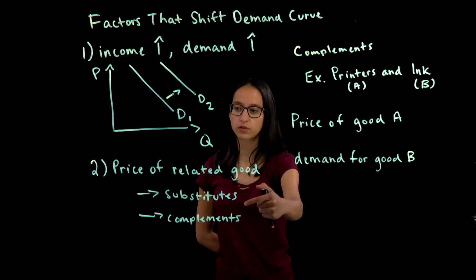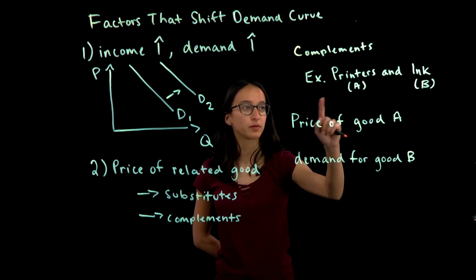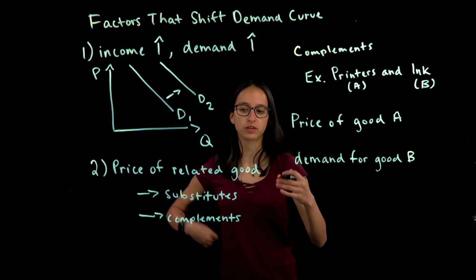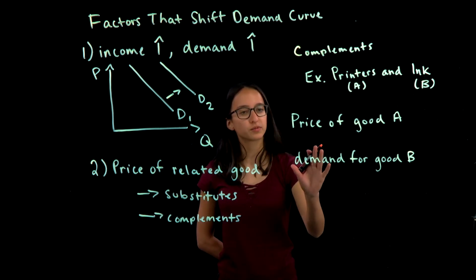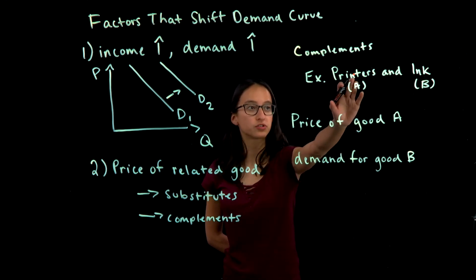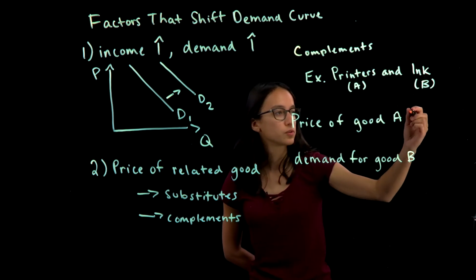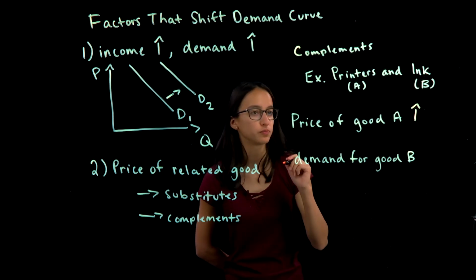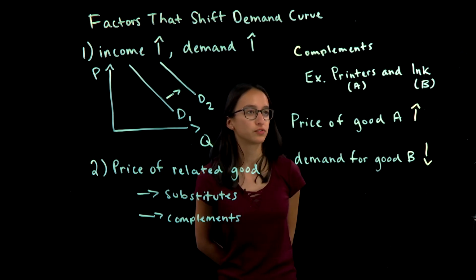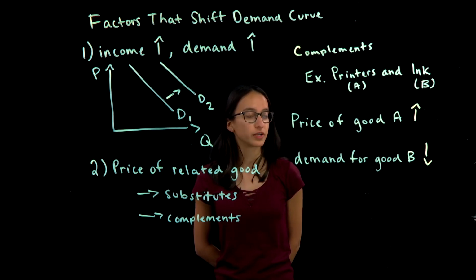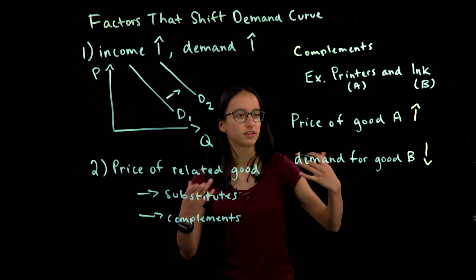Our second part for price of a related good would be our complements. In this example, we're talking about printers and ink, because they work together. When you need a printer, you need ink as well. So in my example here, good A is printers and good B is ink. If the price of good A increases, what would happen to our demand for good B? It would decrease, right? If the price of a printer increases, your demand for ink would go down because you're not using as much. If you don't have a printer, then you don't need ink.